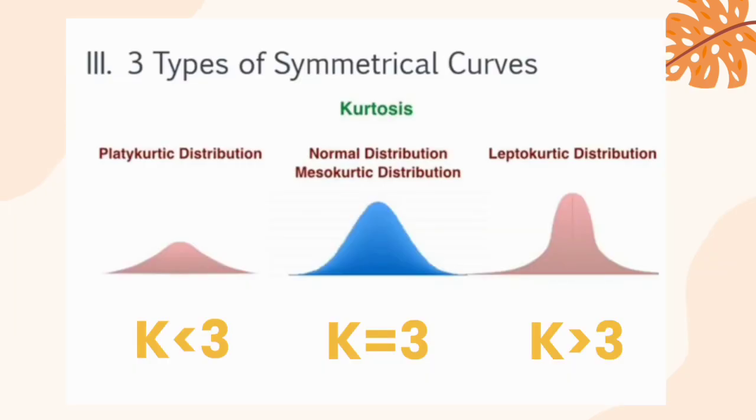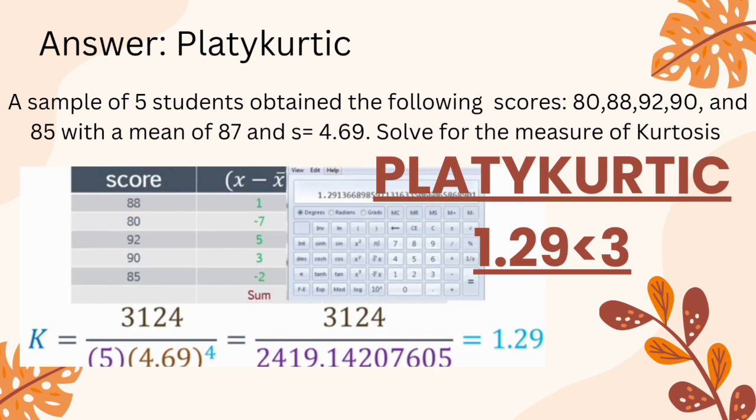Let's go back to the 3 types of symmetrical curves so that we can know what type of distribution or curve this is. Our answer earlier is 1.29. Because 1.29 is less than 3, our answer is that it is platykurtic, because platykurtic is when the value of the measure of kurtosis is less than 3.